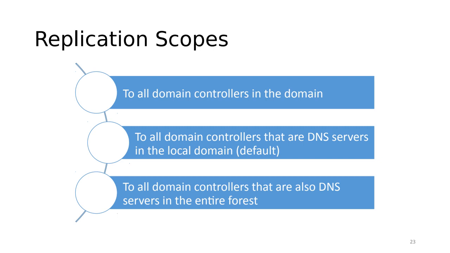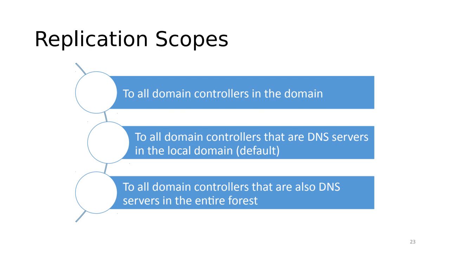What are the replication scopes? To whom do you want to replicate? We have one to all domain controllers in the domain, or to all domain controllers that are DNS servers in the local domain. This is the default one. You will see these options when we install DNS. Then the third option is to all domain controllers that are also DNS servers in the entire forest.